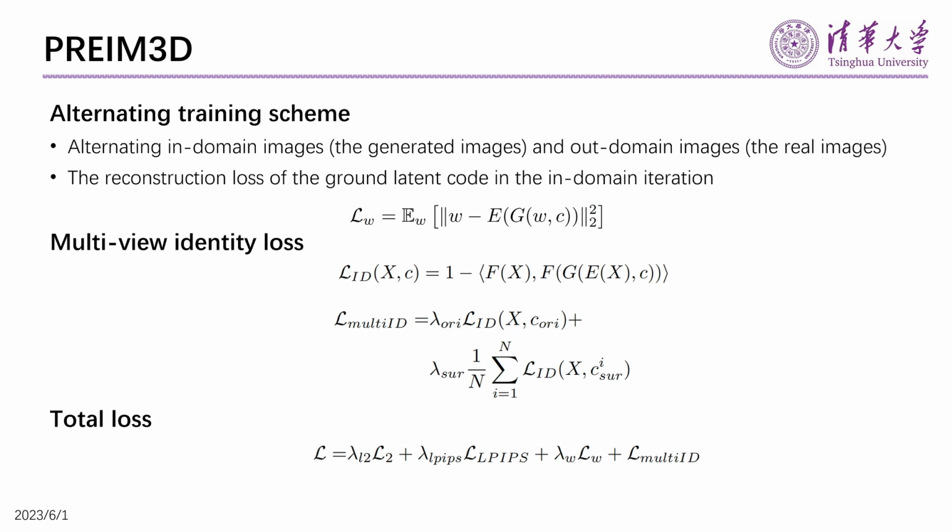To improve the identity similarity between images with different poses, we propose a novel loss, L multi-ID, including two terms: the identity loss at the original camera pose, and the average identity loss at the surrounding camera poses. The total losses also include L2 distance and the perceptual distance.